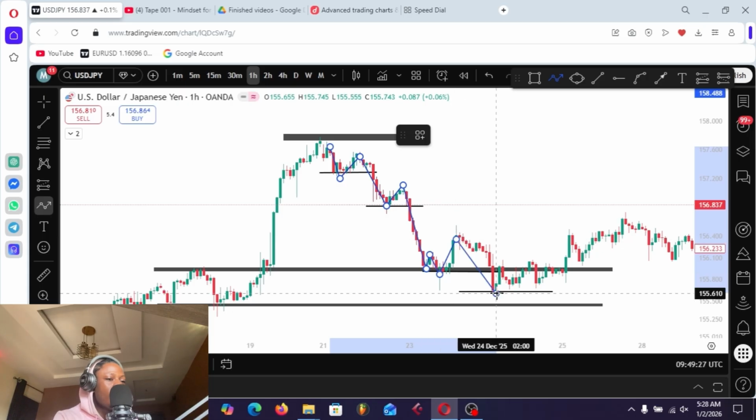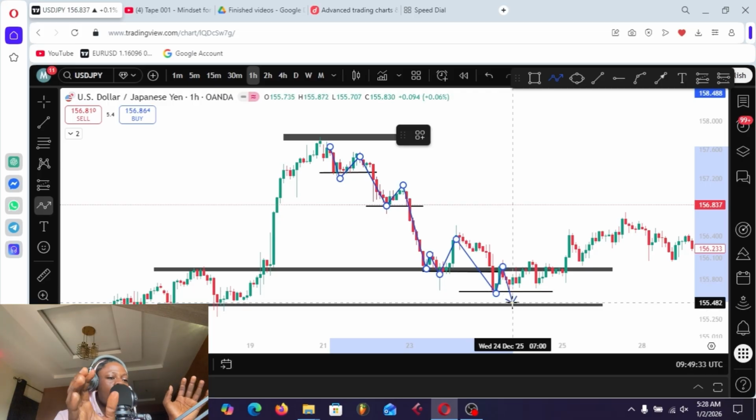Gives you a high now, but fails to do what? Break the low. That is when you know your correction is over. It's about to enter continuation, and we trade only continuation.